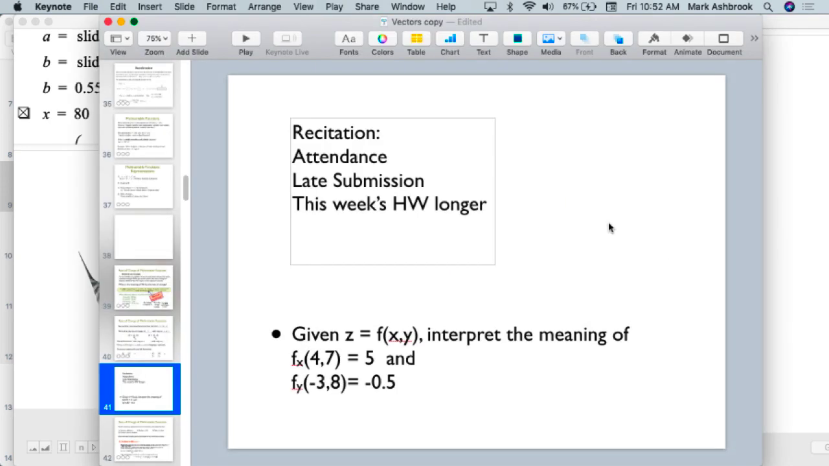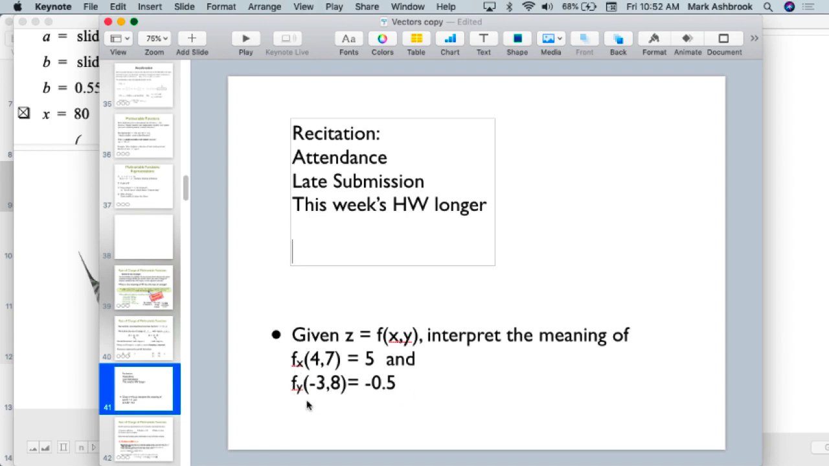Okay. Let's just practice. We were talking about partial derivatives. So I've got z as a function of x and y, and I've got these partial derivatives. The partial with respect to x at (4, 7) is 5, and the partial with respect to y at (-3, 8) is -0.5. So we're going to practice interpreting what that statement means, including all the details and being precise. Precisely and thoroughly explain that expression and that expression.